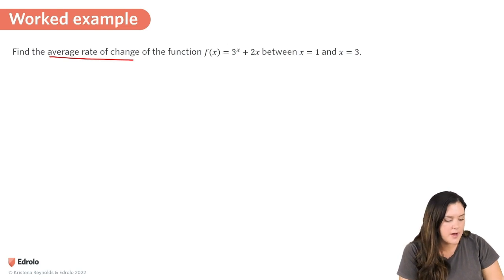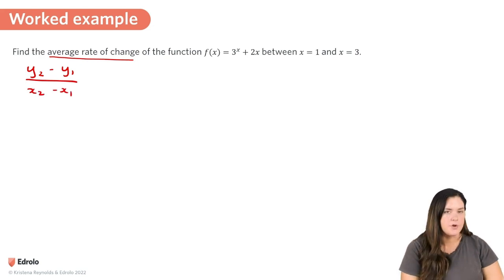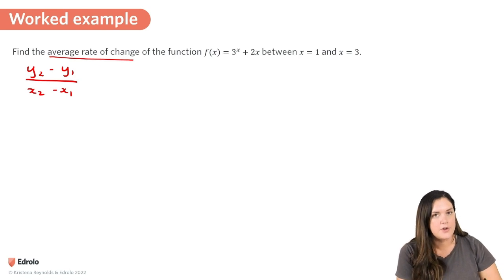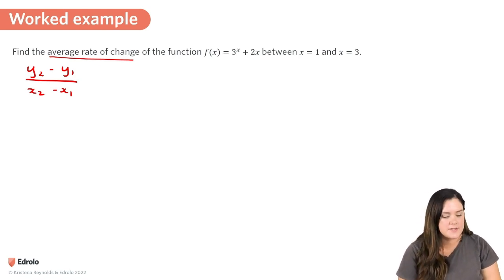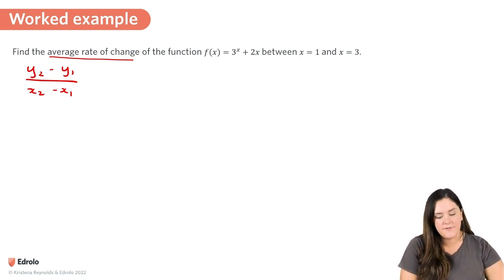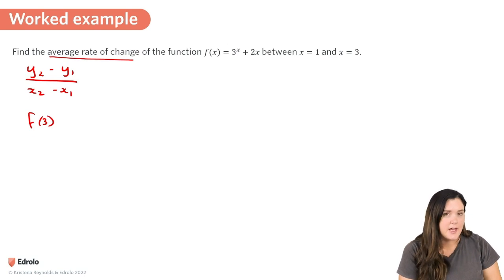So you might remember for the average rate of change, we just have y2 take y1 over x2 take x1. So we don't actually have to use the differentiation process for this one. All we're going to do is use a bit of substitution to find this. So the first thing we're going to do is find y when x equals 1 and then find y when x equals 3. So firstly, I'm substituting in x equals 3 into my rule.